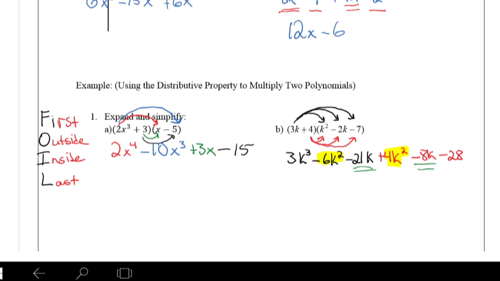So I'm going to just bring down this 3k cubed. It's going to come along. Then the things in yellow. Negative 6k squared plus 4 is going to give me negative 2k squared. Negative 21 minus 8 is going to give me negative 29k. And then I'm just going to bring down the negative 28.